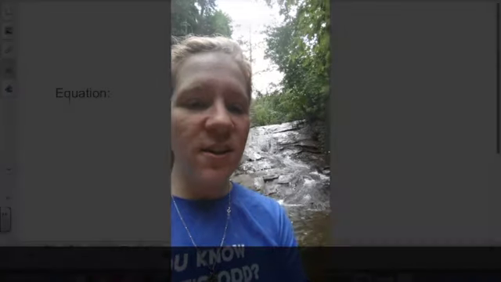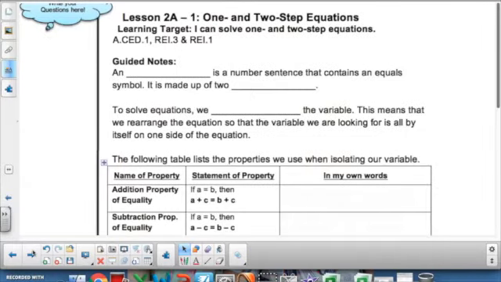You've had a bit of history as well since 6th grade. So let's go ahead and start solving some equations. All right, guys, welcome to Unit 2A. We have split Unit 2 into 3 sections. We're going to call them 2A, 2B, and 2C. Today we're going to be talking about solving 1- and 2-step equations. Our learning target is that we can solve 1- and 2-step equations.